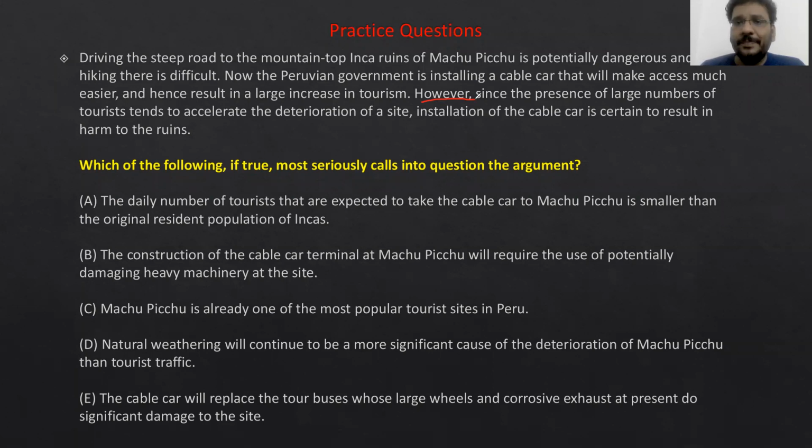What's the author's opinion, right? He says that since the presence of a large number of tourists tends to accelerate the deterioration of a site, installation of the cable car is certain to result in harms to the ruins. So what he says is, if you install a cable car, that's going to increase the deterioration, or it's going to result in harm to the ruins, right?